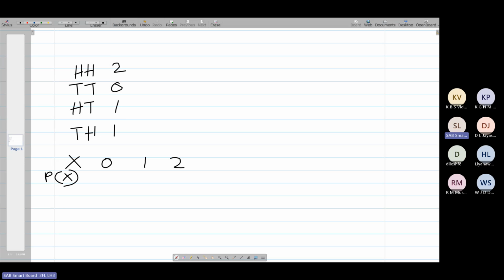For 0, there are 4 chances. The number of heads equal to 0, only 1 chance. It means 1 over 4. Probability of getting 1 head, there are 2 chances, then 2 over 4. Getting 2 heads, only 1 chance, then 1 over 4.